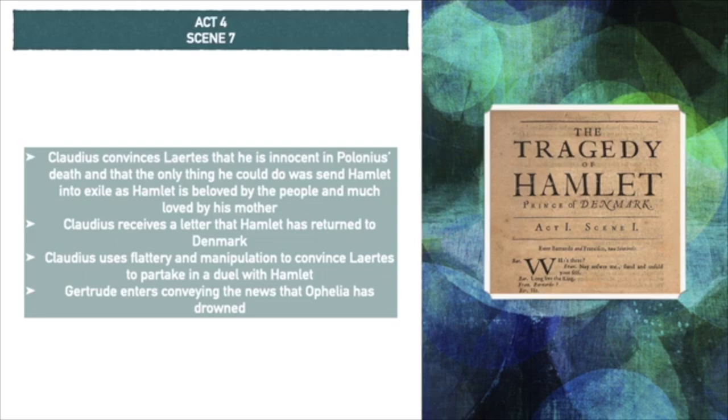Gertrude then enters, conveying the news that Ophelia has drowned, and this is sort of further adding to Laertes' upset and his grief, because Hamlet is not only responsible for killing his father, but also he contributed to Ophelia going mad. It's left ambiguous in terms of whether Ophelia has drowned by accident or if this was purposeful, due to her madness and due to her grief. So that ambiguity is also important, and it adds to the grief that Laertes is feeling.